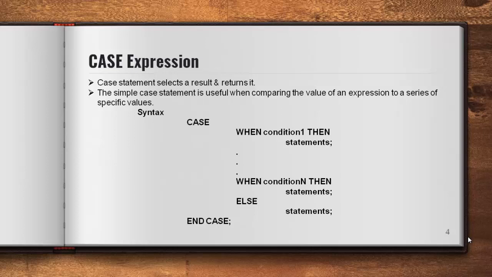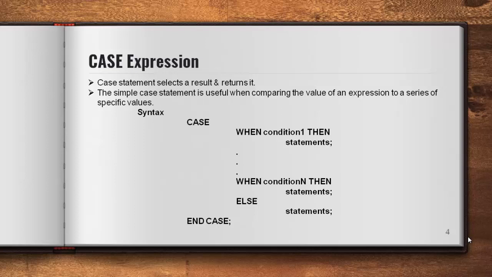The syntax is: we use the case keyword, then the when keyword, when condition, then statement. We can give any number of conditions. If none of the conditions is satisfied, at last we move on to the else statement, and at the end we close with end case semicolon. So please note down the syntax so that it will be very helpful for us when we see the programs.